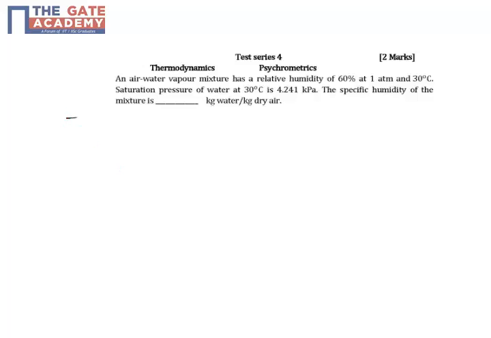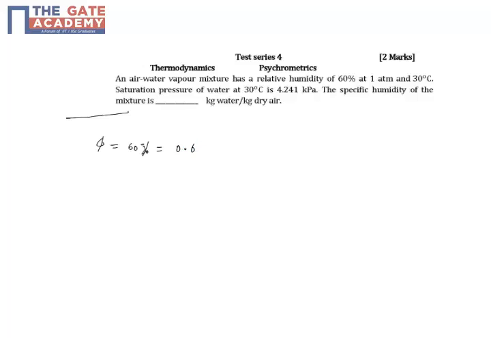Okay, so let's discuss a question from thermodynamics. It's a psychrometry question. Relative humidity is given as 60%, and we are asked to calculate the specific humidity.